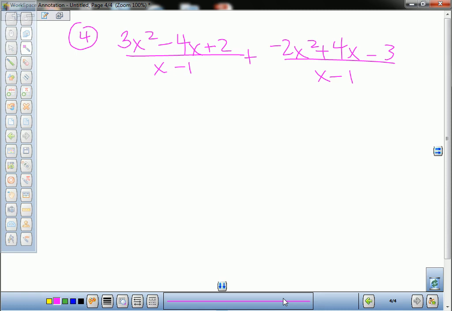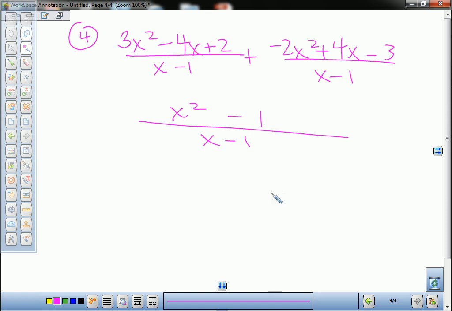Number 4. Alright, looks uglier. Actually easier. Why is this one easier? It already has a common denominator. Those are like denominators. So all we have to do is combine like terms. So 3x squared minus 2x squared is x squared. Negative 4 and positive 4 cancels. Positive 2 and negative 3 makes minus 1.